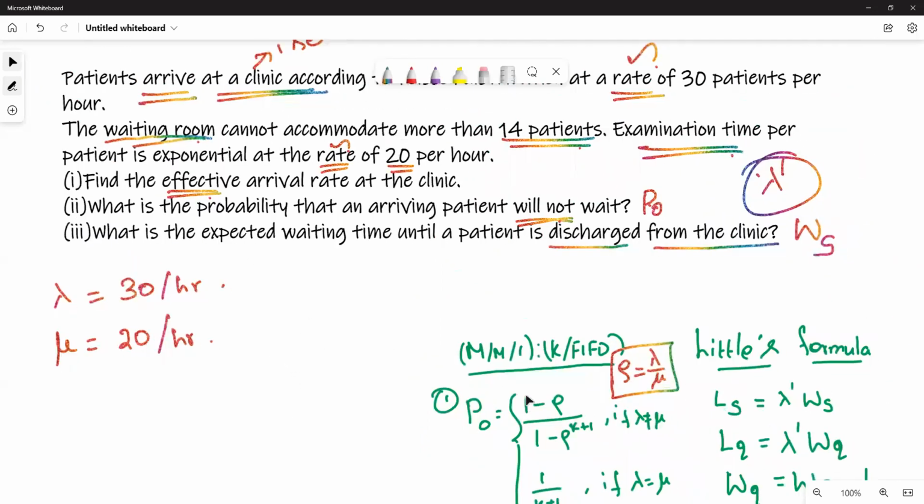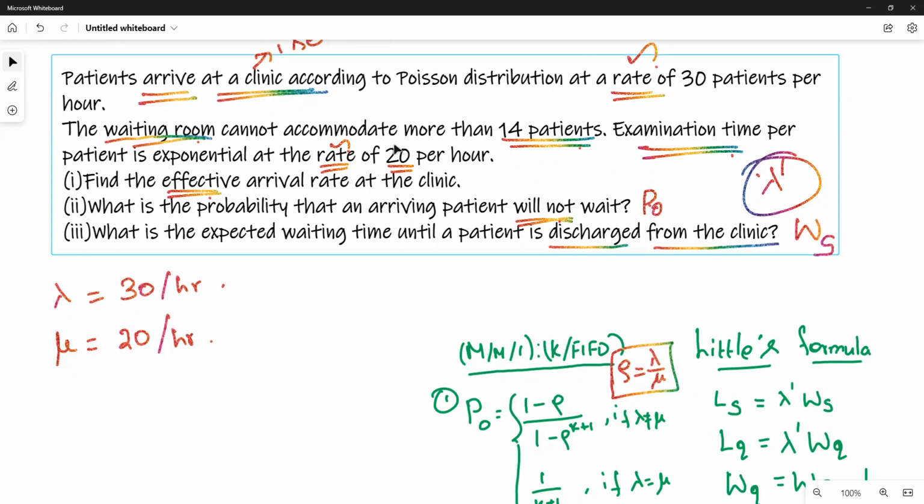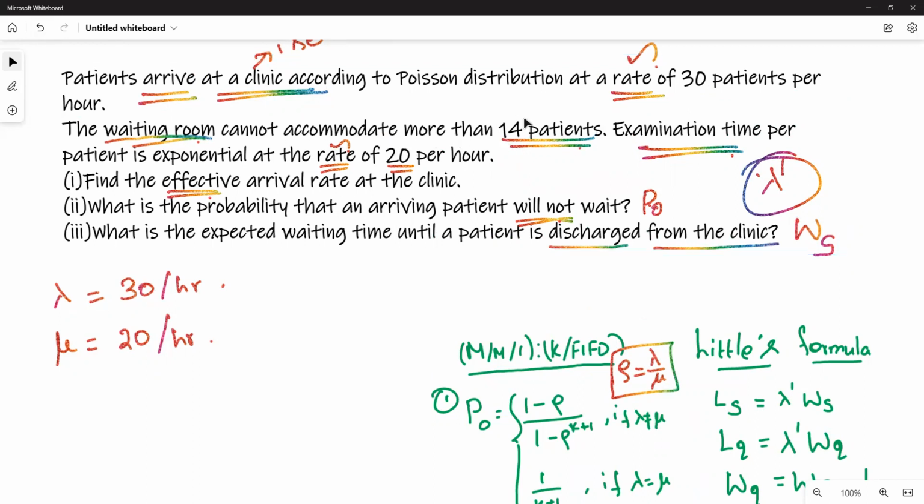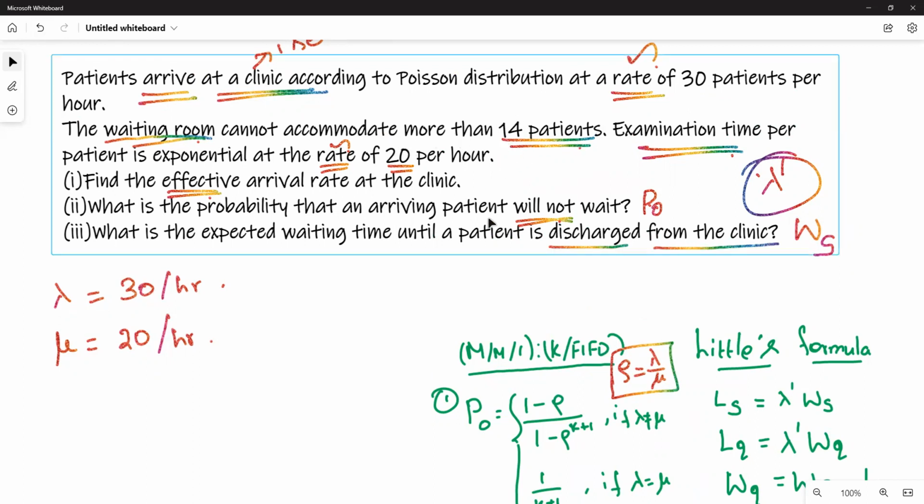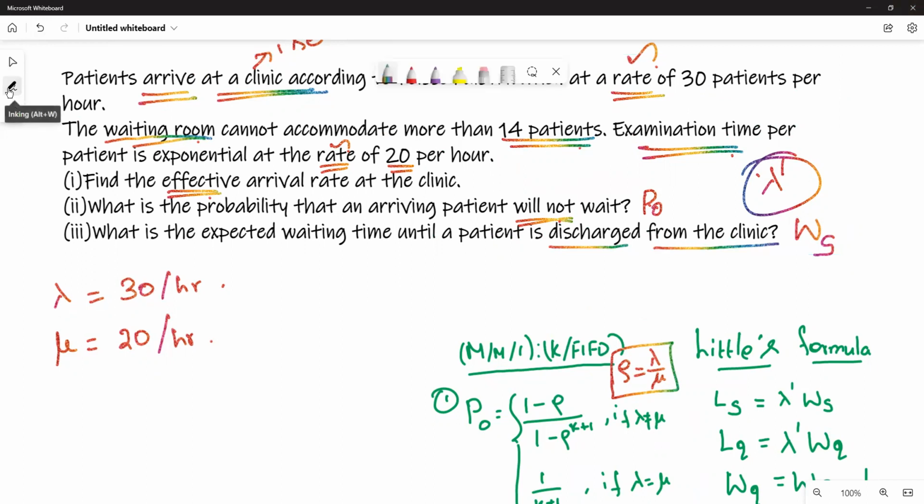Okay, coming back to the question. Now we have identified the question as single server finite capacity. What exactly is K? The value of K we have to take from the question. What is K here? The waiting room cannot accommodate more than 14 patients. So the capacity of the waiting room is 14 patients. So what is the capacity of the system? K denotes the capacity of the system.